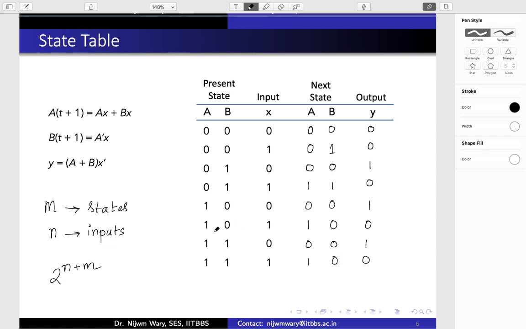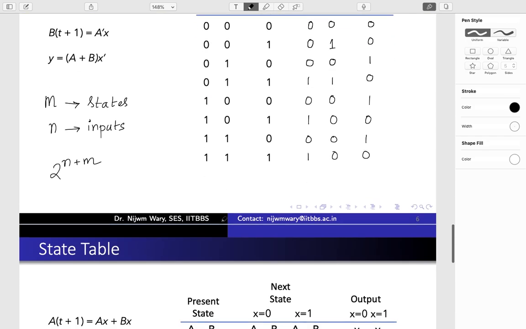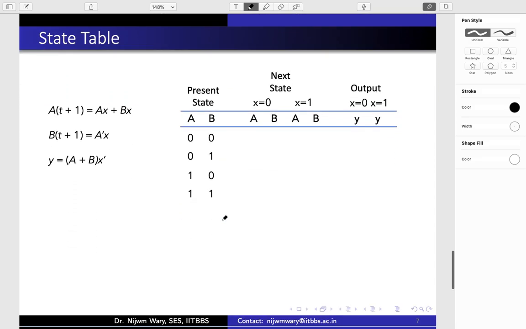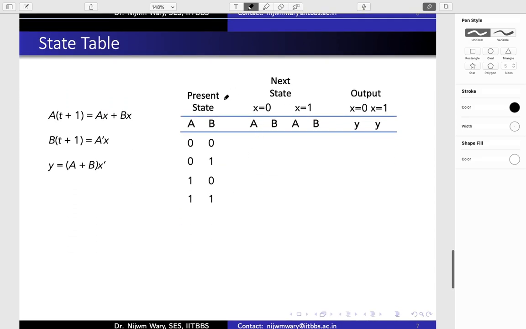Now there is another way of representing this state table in a little different way, but it is the same thing. I can write the present state in this form. I have basically these two flip-flops, so 4 possible combinations: 0 0, 0 1, 1 0, 1 1.